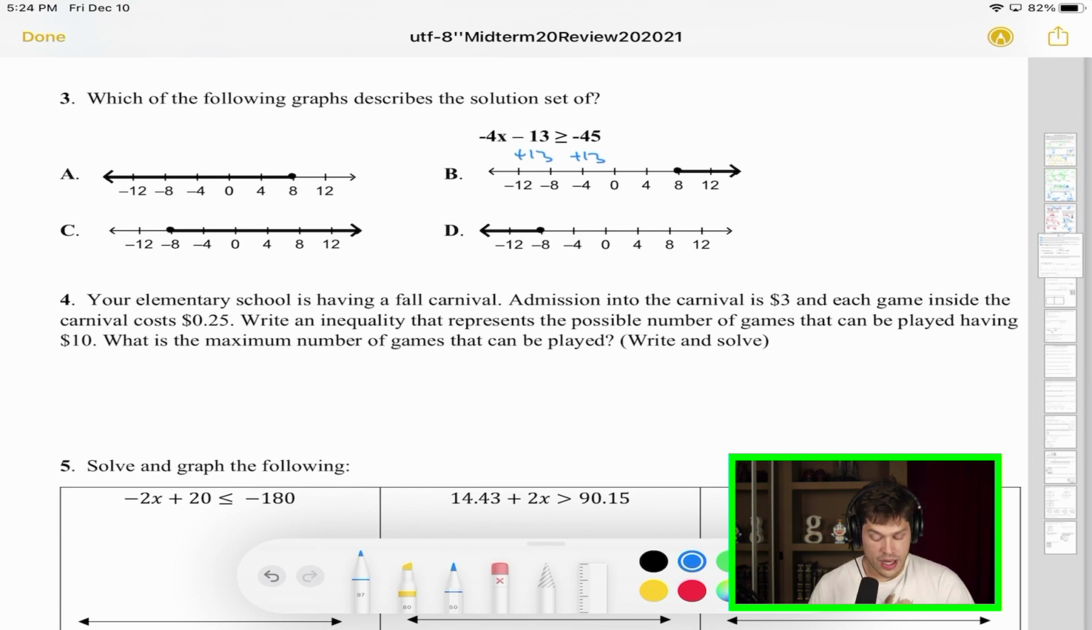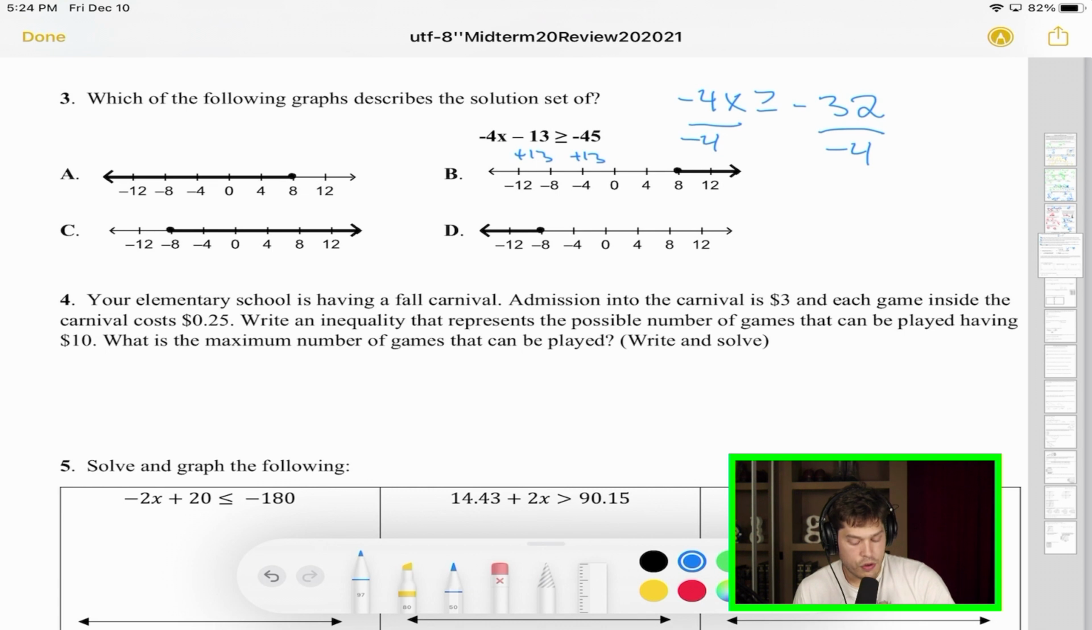Whenever we add, what's negative 45 plus 13? Negative 45 plus 13 is going to be negative 32. So we have negative 4x is greater than or equal to negative 32. And then we're going to divide both sides by negative 4.